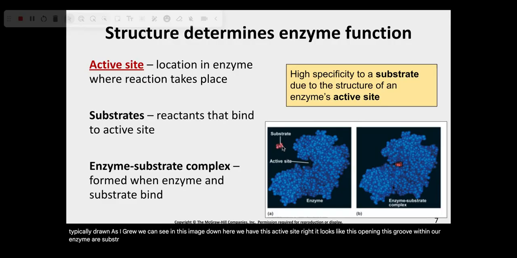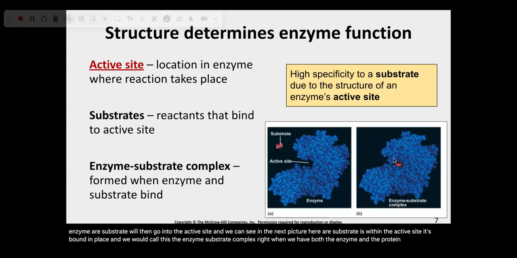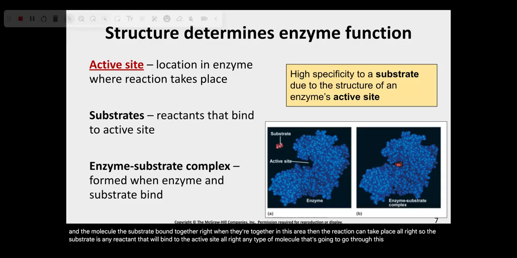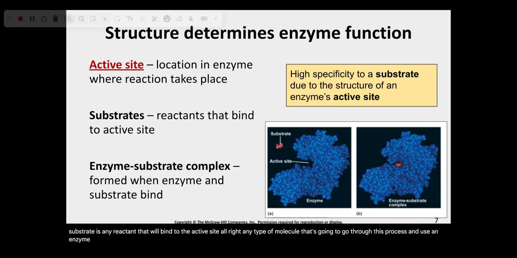Our substrate will then go into the active site. And we can see in the next picture here, our substrate is within the active site. It's bound in place. And we would call this the enzyme-substrate complex, when we have both the enzyme and the molecule, the substrate, bound together. When they're together in this area, then the reaction can take place. So the substrate is any reactant that will bind to the active site.